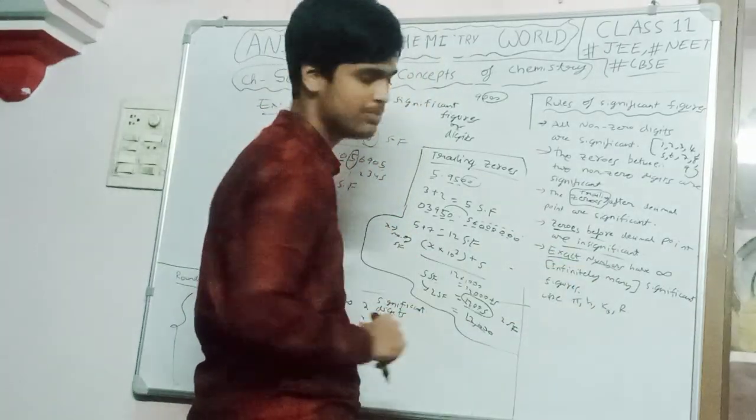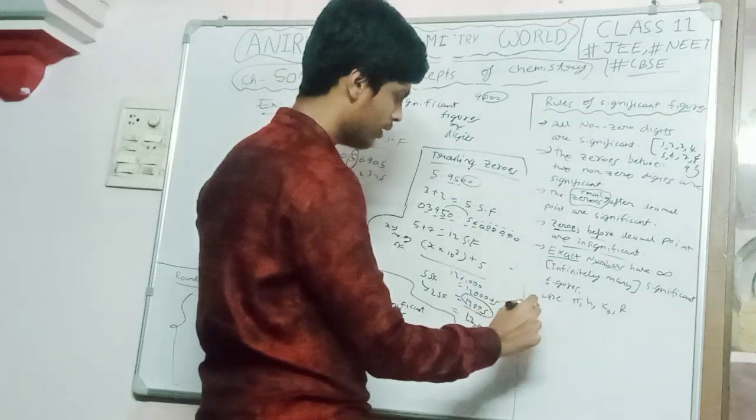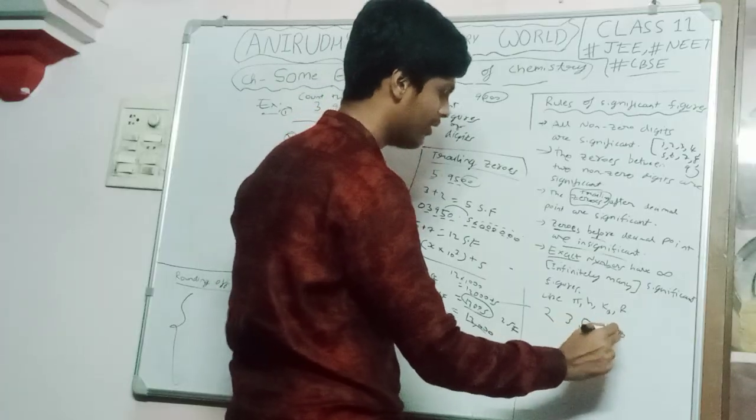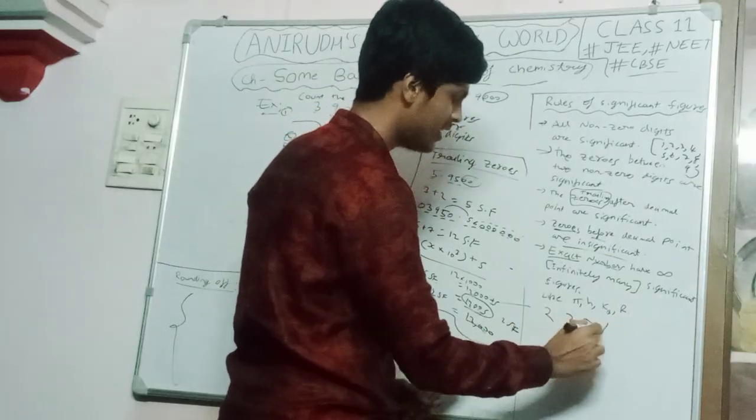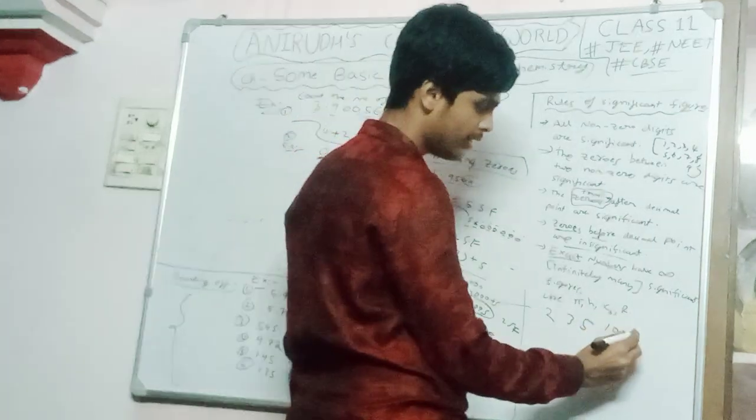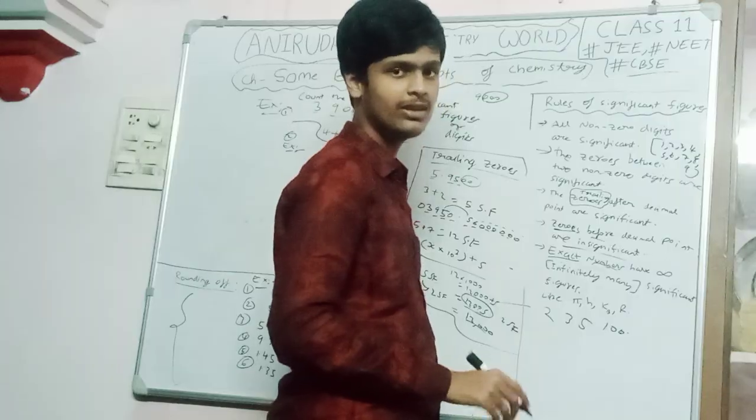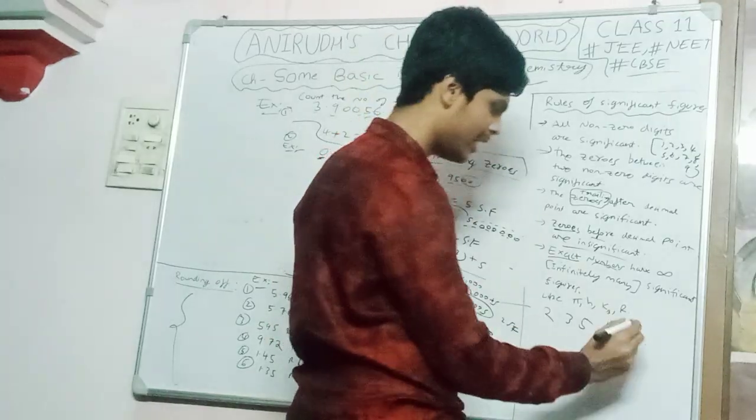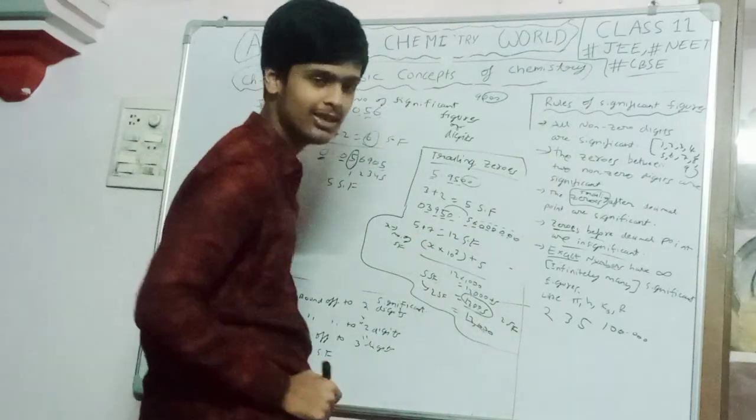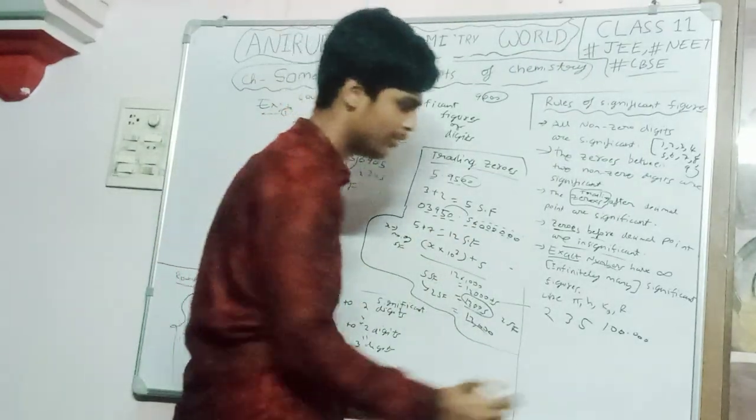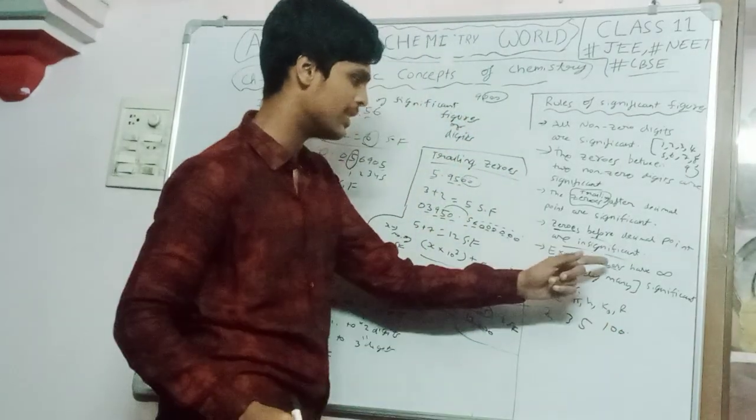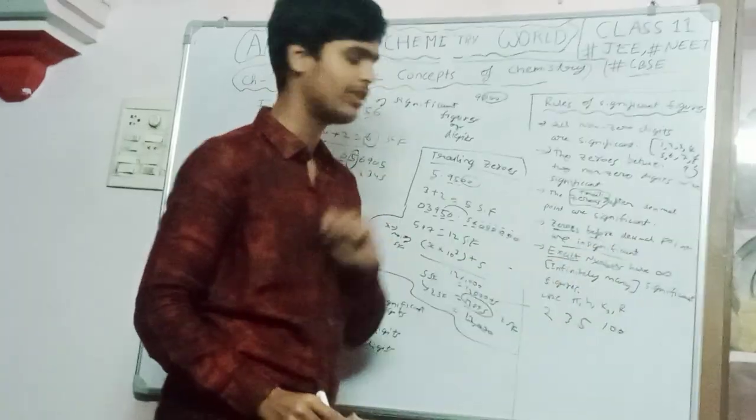What does exact numbers mean? Exact numbers like integers 2, 3, 5, 100. These are exact numbers. Means according to the situation you can write the points after them. For 100, how many zeros can you write after the point? You can write any number of zeros. If I fill this board with zeros from here to here, it will not be completed. So that's why the exact numbers have infinitely many significant figures.